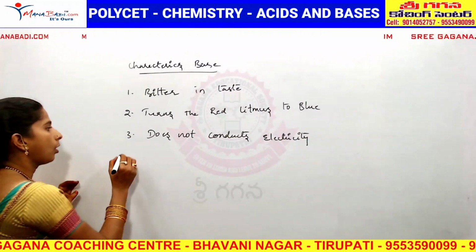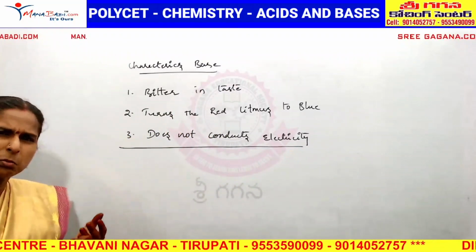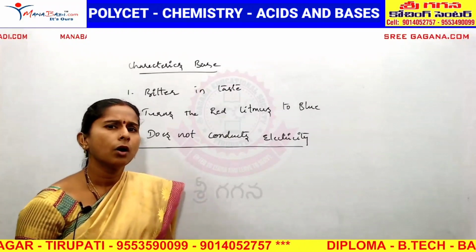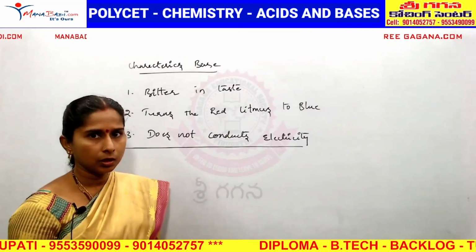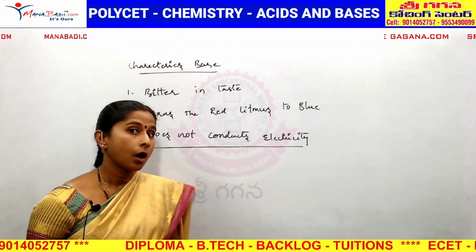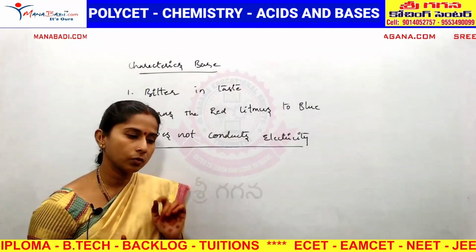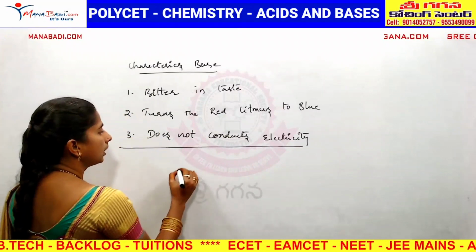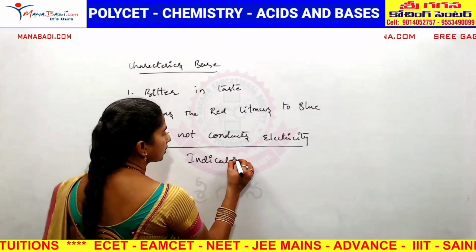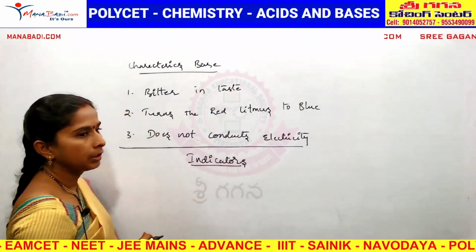Now, how to identify? Some acids are colorless, some bases are colorless. Water is also colorless, acid also colorless, base also colorless. How can we identify whether it is acid, base or water? By using indicators. So now we are going to discuss indicators.